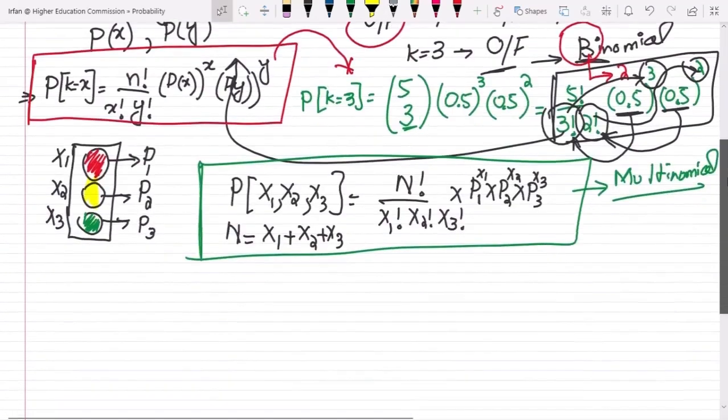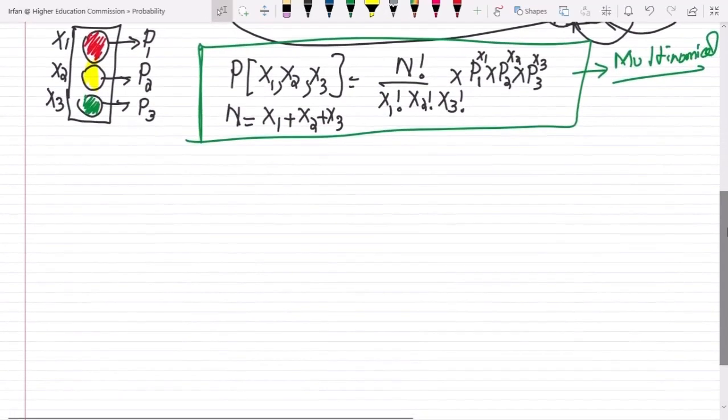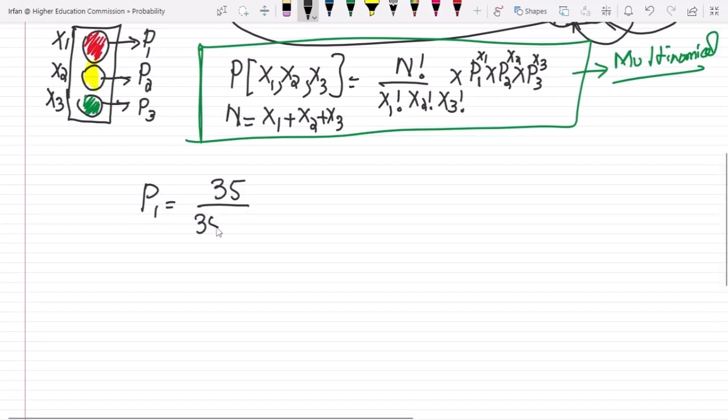Let me move down, and here in order to find P1, it would be 35 divided by the number of seconds for the first light plus the number of seconds for the second one plus the number of seconds for the third one, because this is the total time.